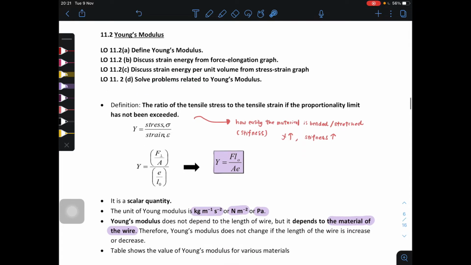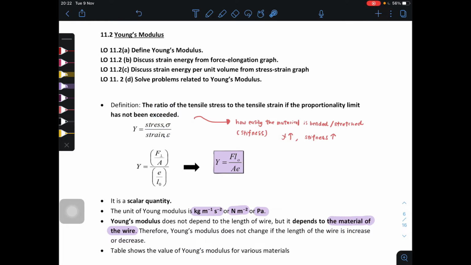Okay, let's look at the first one here, the definition of the Young's modulus. So it is the ratio of the tensile stress to the tensile strain if the proportionality limit has not been exceeded. Ataupun kita boleh keluarkan formula di mana Young's modulus adalah stress divided by strain, since dia cakap dia adalah ratio. So stress divided by strain.